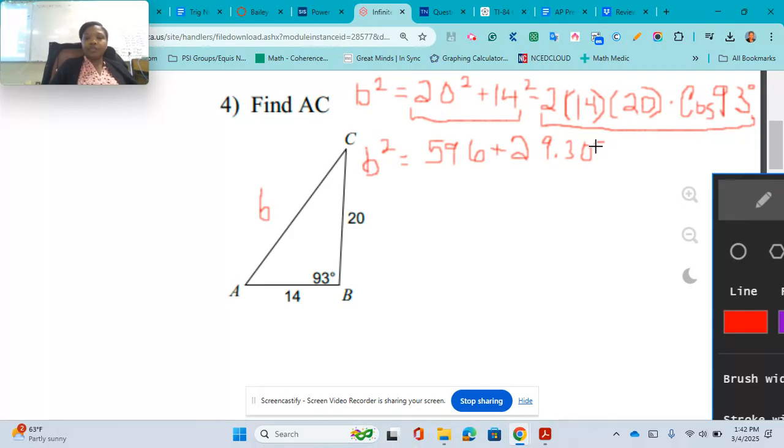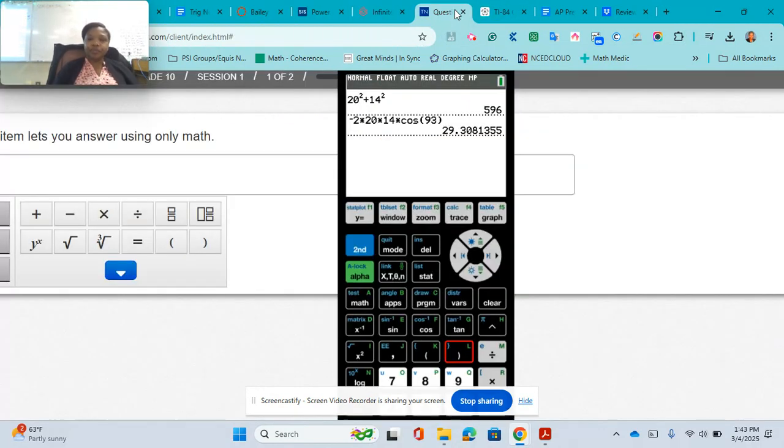.308. All right. And we have everything on this side. Now we do what? Add them. 596 plus the 29.308. And that will give me 625.308.